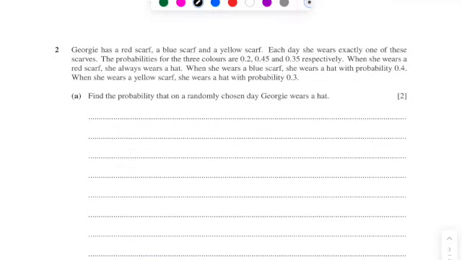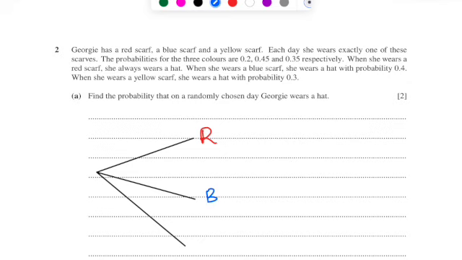Now coming to question number 2. This is from probability, and it is a tree diagram question. We can do it with a tree diagram or without a tree diagram also. Question number 2. So what does it say? Georgia has a red scarf, a blue scarf, and a yellow scarf.